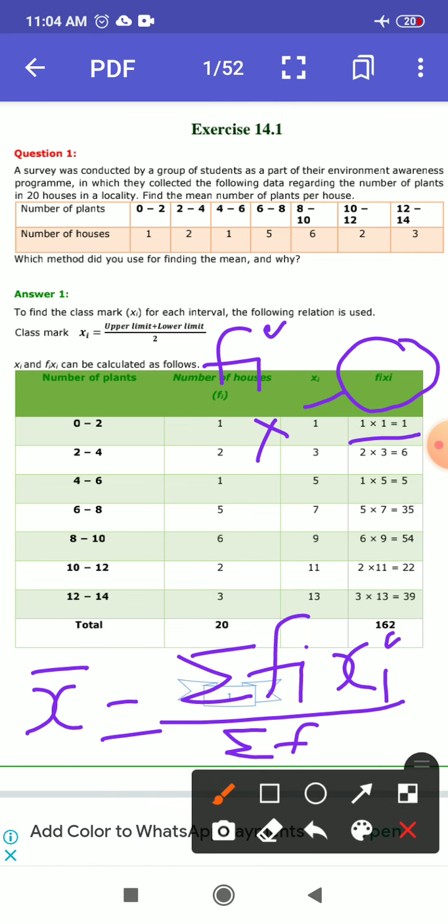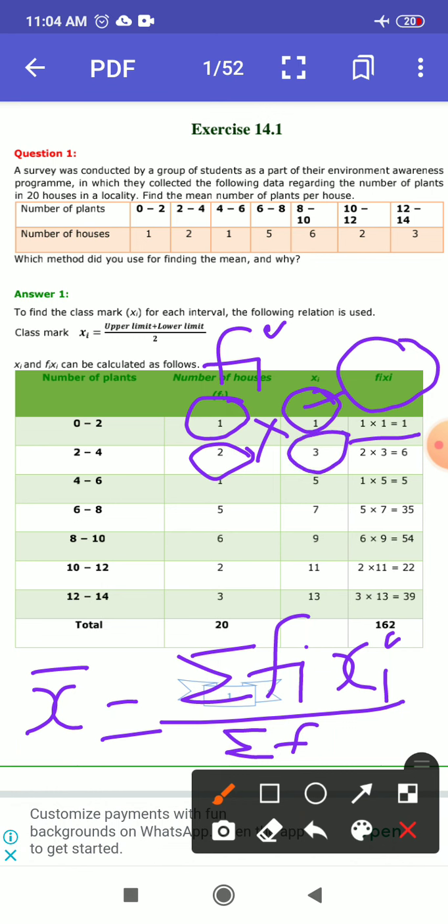Then we calculate fi xi with the help of the formula fi into xi. That means f1 into x1. This is your f1 and this is your x1. So f1 into x1 is f1 x1, f2 into x2 is f2 x2. This way you have to write these things.